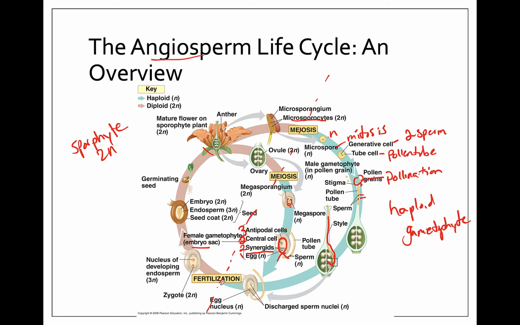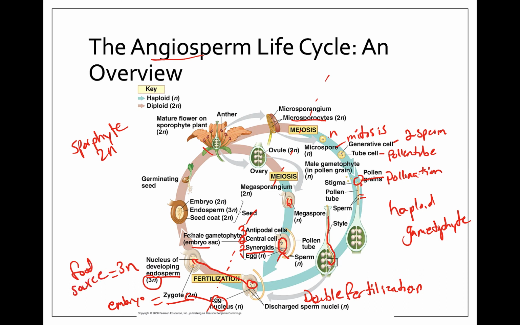And then we have fertilization, but not just one time. We have double fertilization. One of the sperm is going to fertilize the egg, which is going to develop into a diploid zygote. This is the embryo. The other sperm is going to fertilize the polar nuclei, which is going to develop into the endosperm, and this is triploid, it's 3N. And that's going to eventually become the food source for the developing embryo.